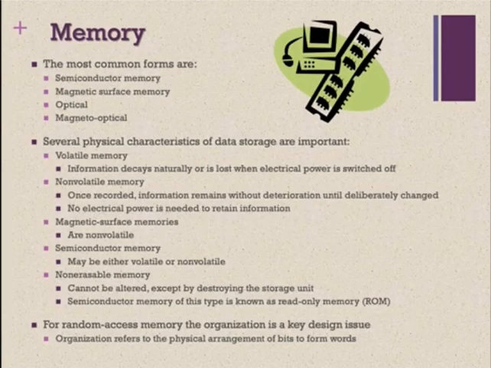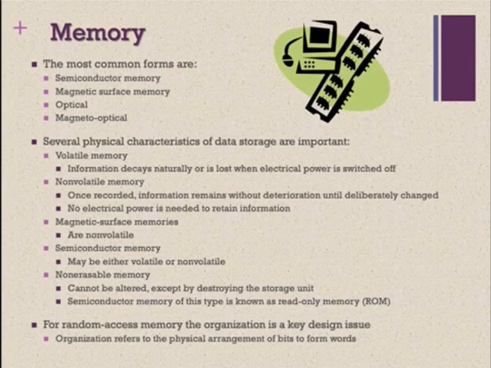Now, memory types. The most common forms are semiconductor memory like RAM, cache and some ROM, magnetic surface memory like the one we use in HDD, and optical like the one we commonly see in CD and DVD. There are also some types of magneto-optical, and several physical characteristics like volatile. Volatile means that the data is lost when the electrical power is switched off.